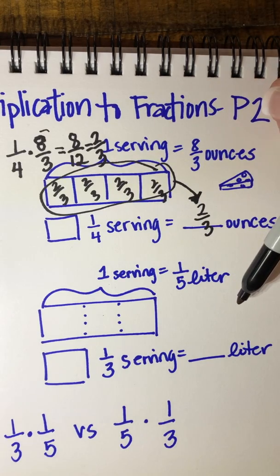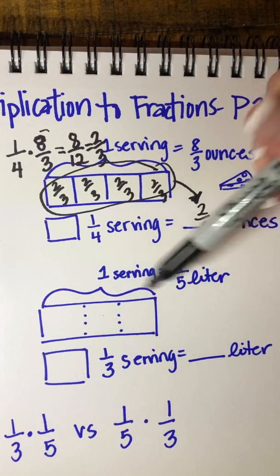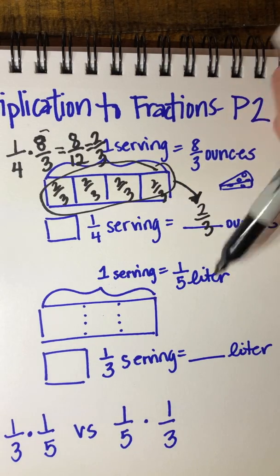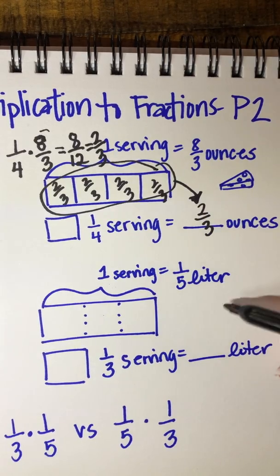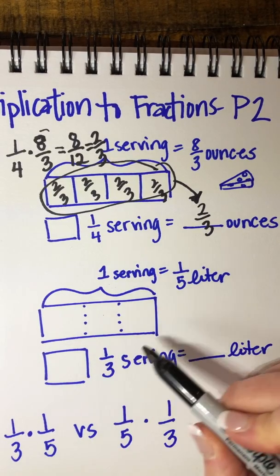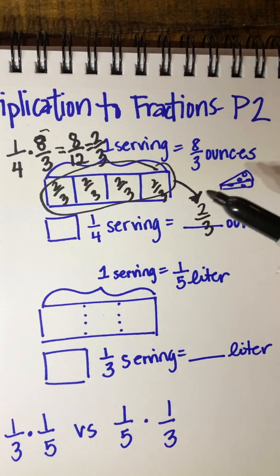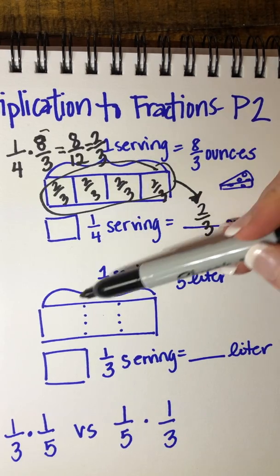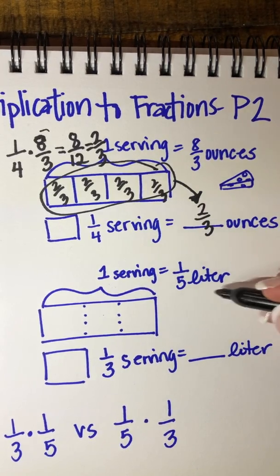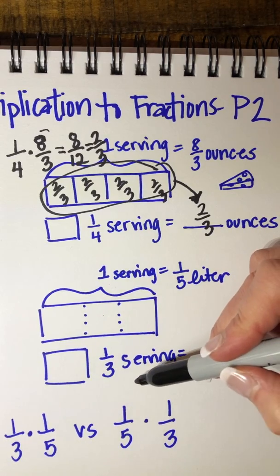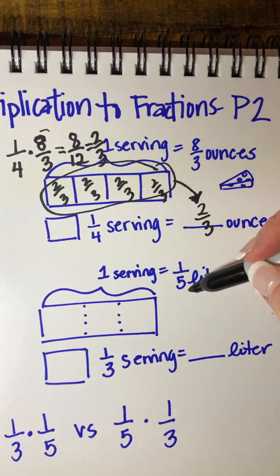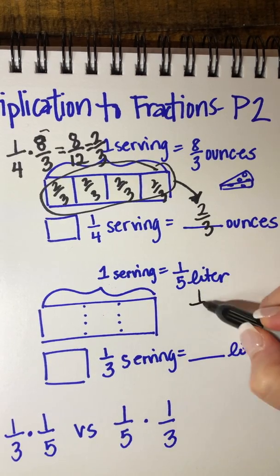All right, the last one that we're going to do is looking at a serving size of 1/5 of a liter. So this is another juice problem. And we want to know how many liters are in 1/3 of a serving. This is really interesting because a serving is only a fifth of a liter. Remember, a liter is, I guess, in comparison to like a quart size-ish. And so we're looking at a third of a fifth of that liter.